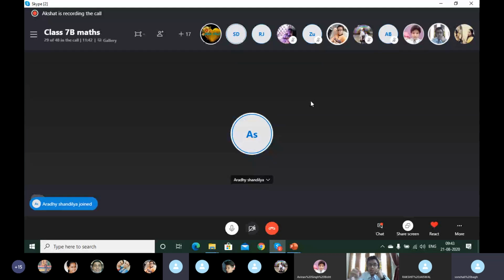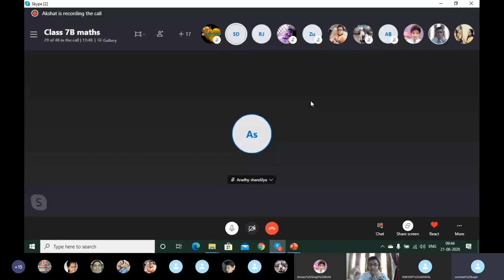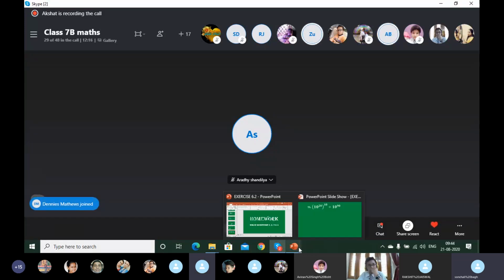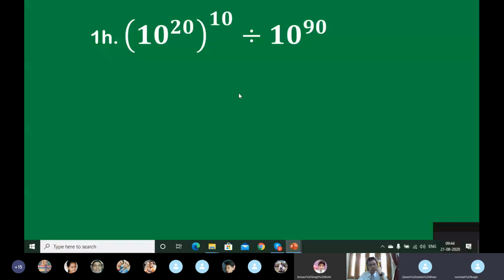Ma'am, first we have to multiply the powers, 20 into 10, and then we have to apply the method of division of powers with the same base. Okay. Any other answer from anyone else? Same? Same answer. So let me see if Karthik is correct or not.